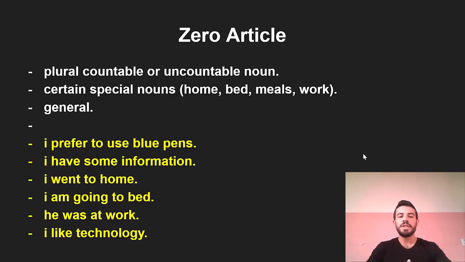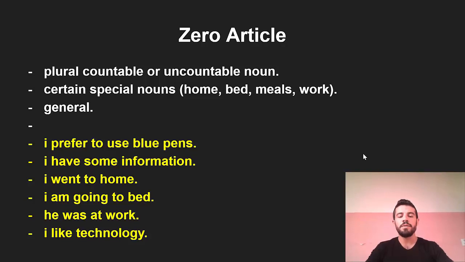Also, when we talk about certain special nouns like home, bed, meals, work, something special. Anyone knows that there are certain special nouns. So we don't need to use the or a. Or also when we talk about something in general, sometimes you don't need to use anything. For example, here: I prefer to use blue pens. Here pens is plural, so I prefer to use blue pens, plural, without anything. I can make it without anything.